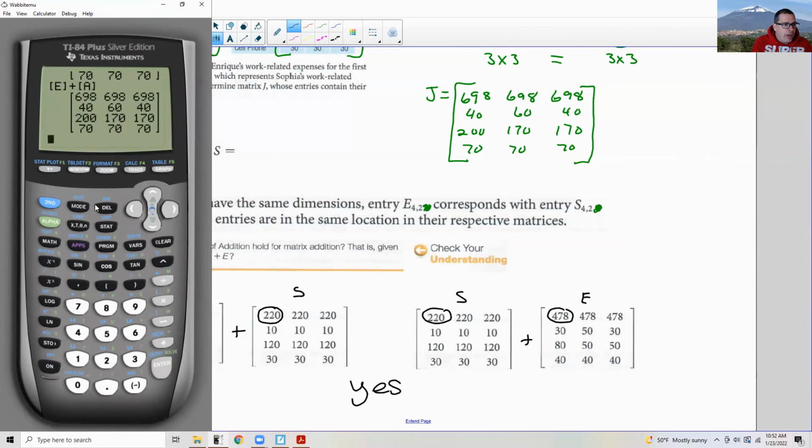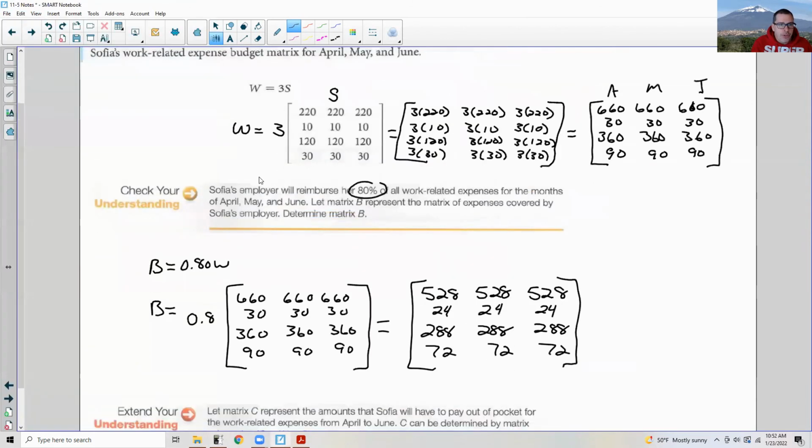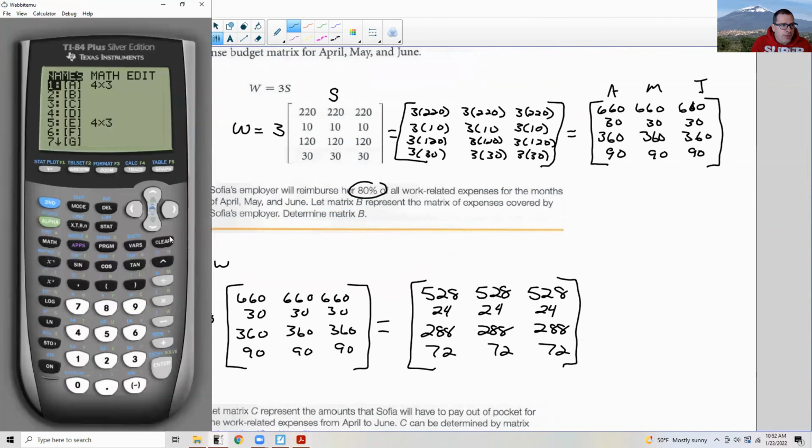Okay, so now I'm going to go back to the matrix, and let me go back to this page here. Now I'm going to show you the scalar multiplication of this 220, 220, 220, and how to do that in your calculator. Let's call this matrix, it doesn't matter, let's put it in B. First I want to go up to edit.